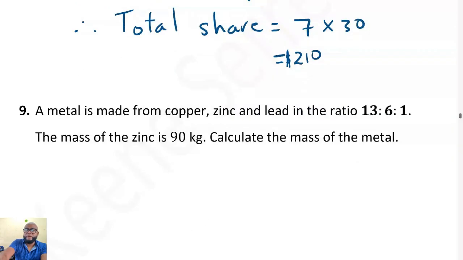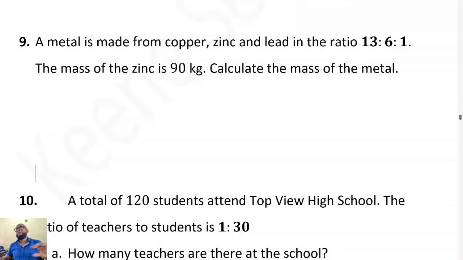Let's go. A metal is made from copper, zinc, and lead in the ratio 13 to 6 to 1. Question: how many parts represent copper? How many parts represent zinc? How many parts represent lead? So they said the mass of the zinc is 90. Find the mass of the metal.